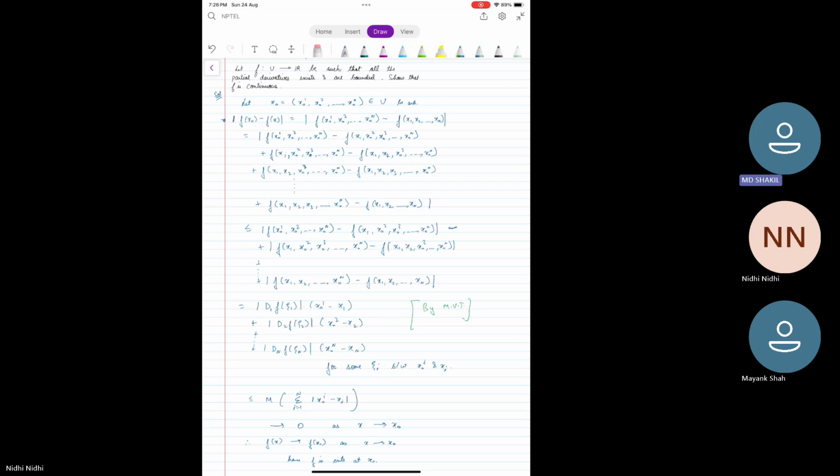D1 f of xi1, modulus, into x naught 1 minus x1. Can we, in place of x naught 1 minus x1, multiply by the norm of x naught 1, x naught 2 up to x naught n minus x1, x2? I am using the mean value theorem of one variable, because the difference is in the first variable. Okay, yes, yes. This is a partial derivative basically.